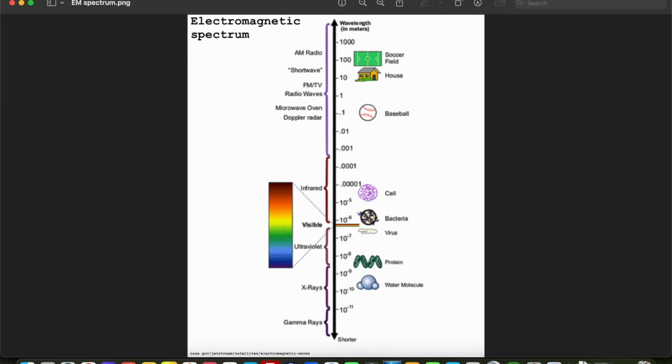A couple things to note: every object in the universe emits some kind of radiation, whether it's a tree, a house, a car, the sun, a skin cell. Doesn't matter. Every single object in the universe emits some type of radiation. And also, the shorter the wavelength of an electromagnetic wave is, the greater the energy is in that wave.